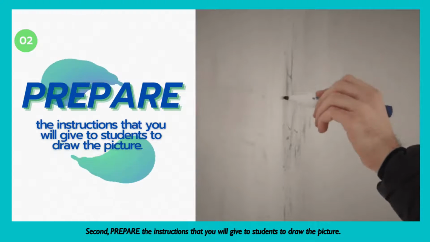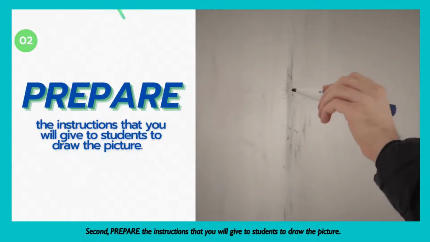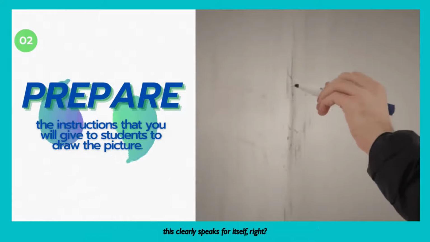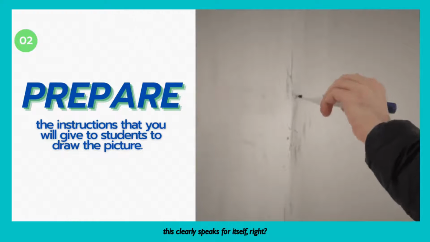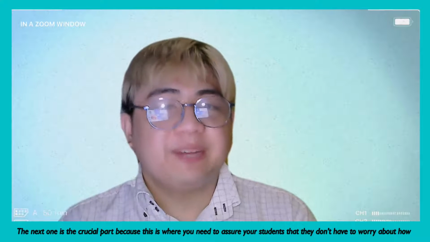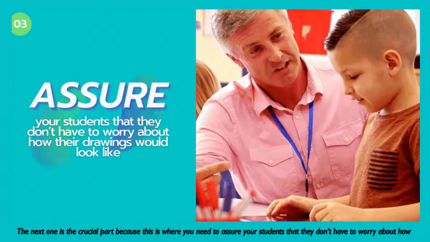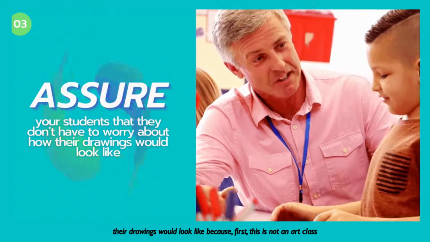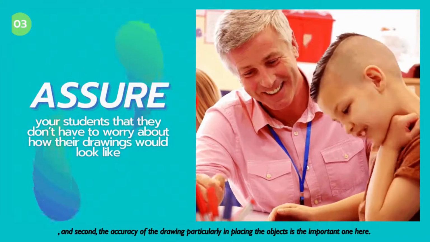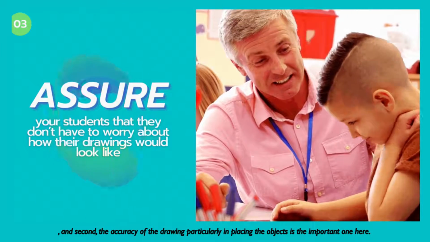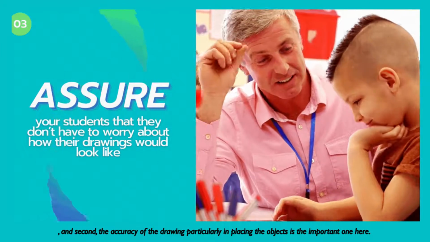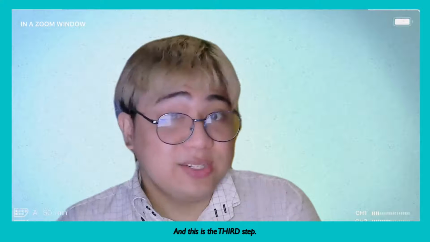Second, prepare the instructions that you will give to the students to draw the picture. Well, this clearly speaks for itself, right? The next one is the crucial part because this is where you need to assure your students that they don't have to worry about how the drawings would look. Because first, it is an art class, and second, the accuracy of the drawing, particularly the placing of the objects, is the important one here. And this is the third step.